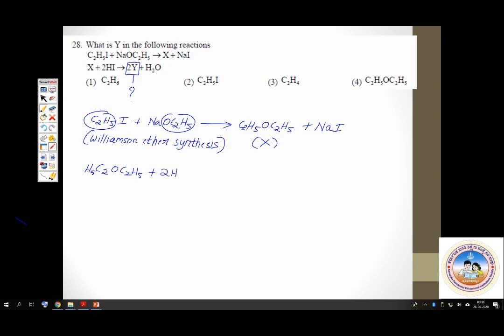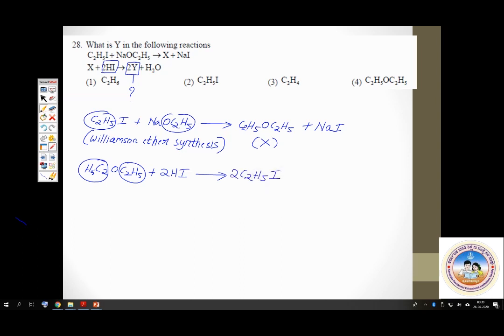If it's 2 moles HI, we all know you will only get alkyl iodide. No alcohol is formed. Now, what is that alkyl iodide? C2H5 with iodine, you get C2H5I. How many moles now? 2 moles. And what's the other product? Water, H2O. So this is how the reaction occurs.